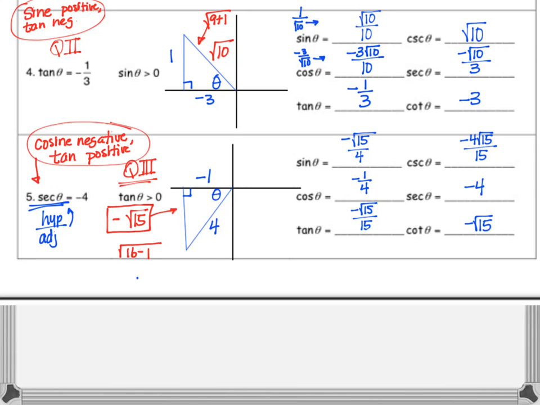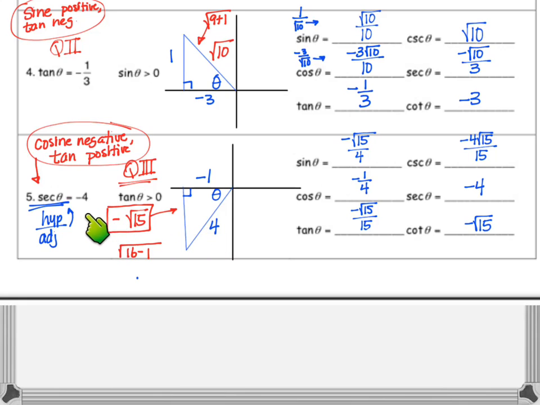In this problem here, I see that it's secant, which goes along with cosine. So this is negative, which means cosine will be negative, but tangent will be positive. That would be in quadrant 3. So remember, it's all students take, and so this is the tangent is positive, but cosine would be negative. So draw your triangle in quadrant 3. Put in the 2 sides that we know.